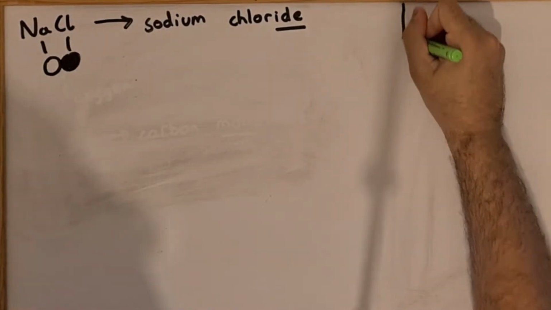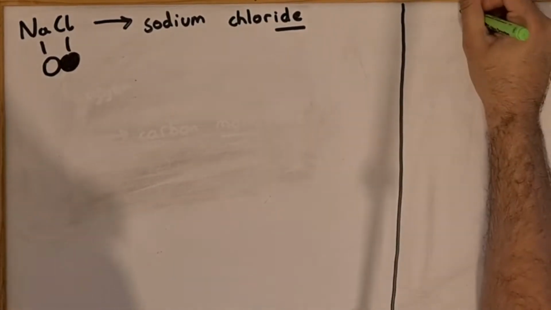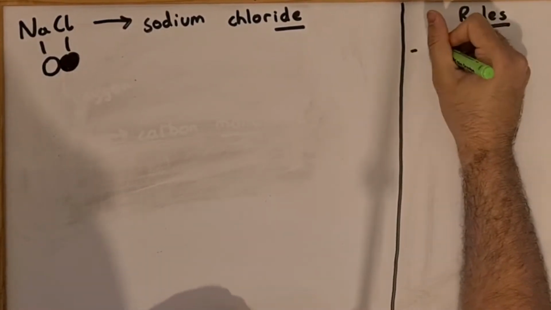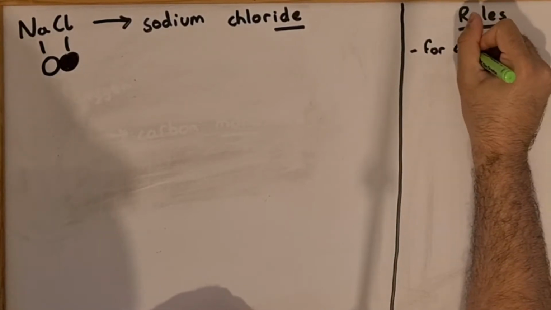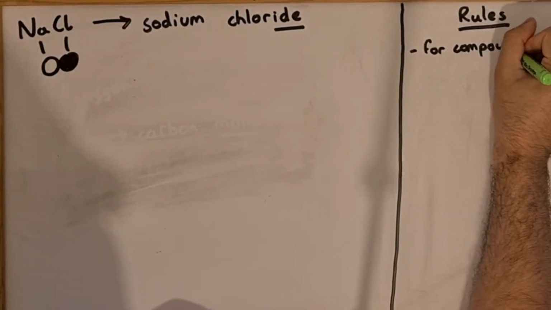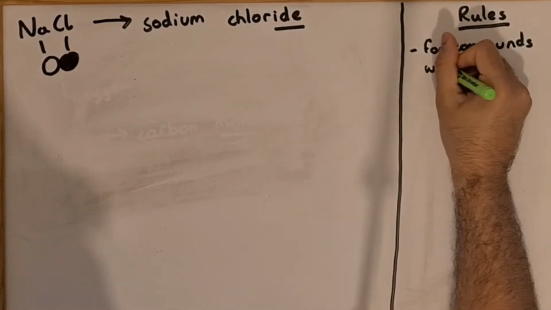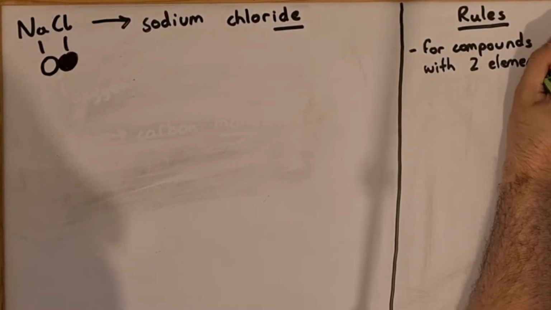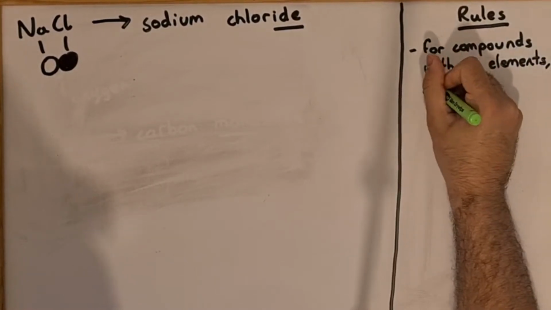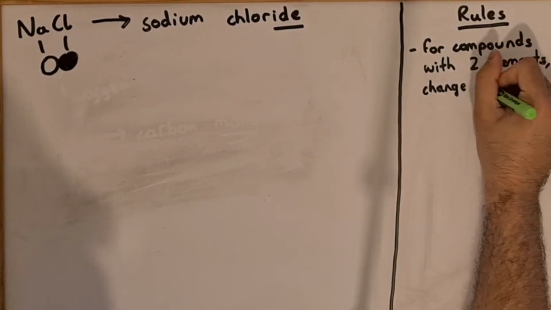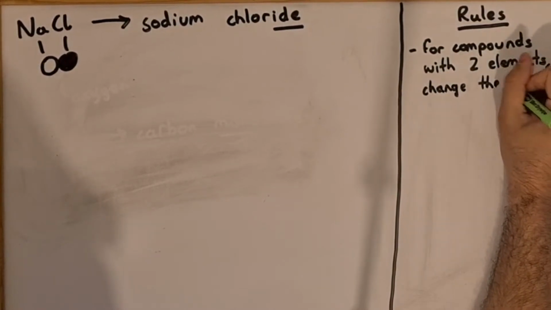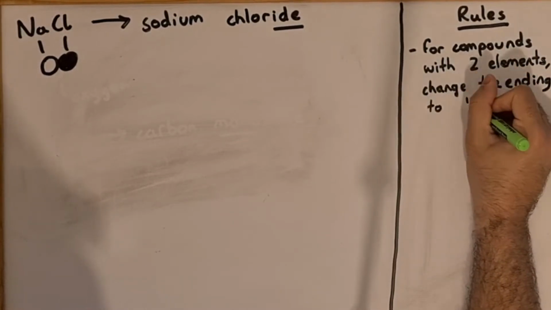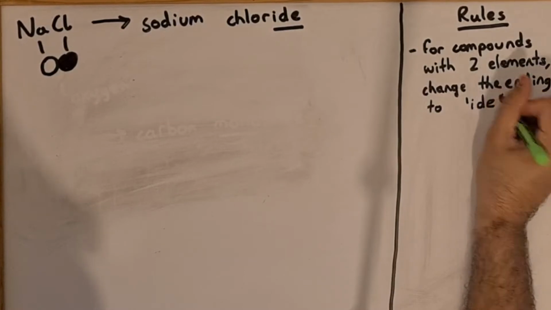I'm going to make a list of rules on the side of my board. And the first one is going to be about this. So for compounds with two elements, like sodium chloride, change the ending to IDE.